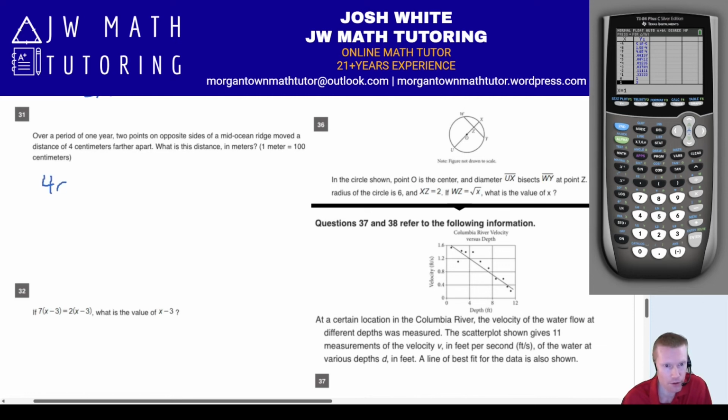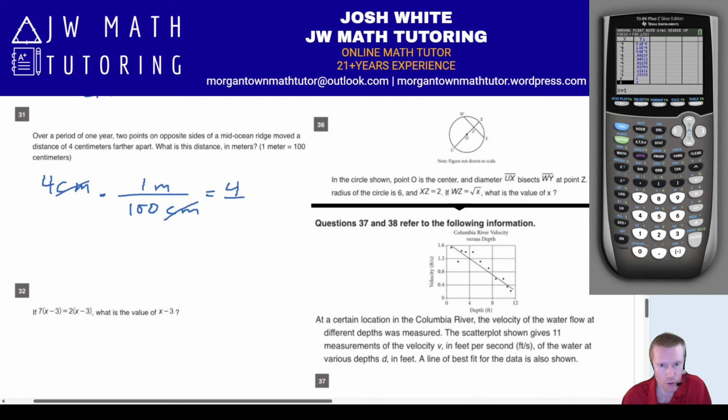You're just starting with a distance of 4 centimeters, and they want to know what it's equal to in meters. So we just have 4 centimeters, and we know that 100 centimeters is equivalent to 1 meter. And then you can multiply this out on the calculator. The centimeter units cancel out.